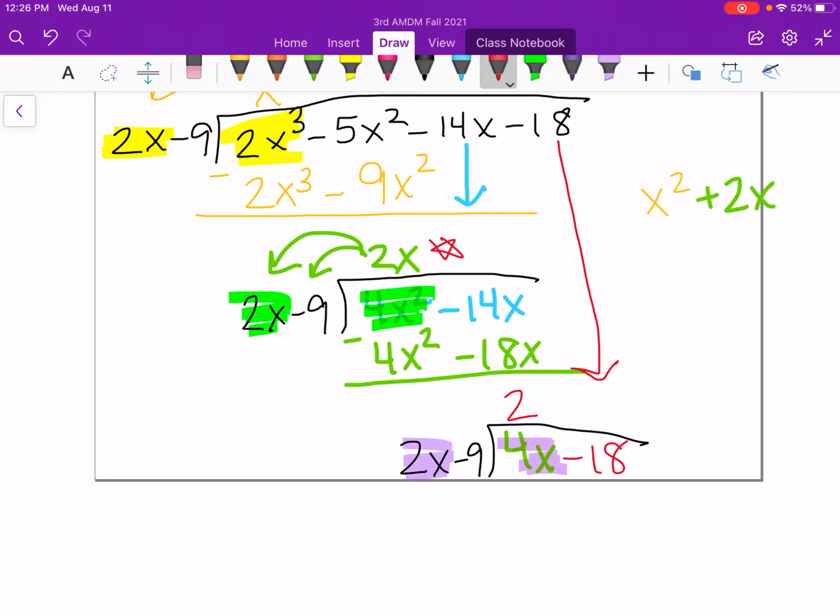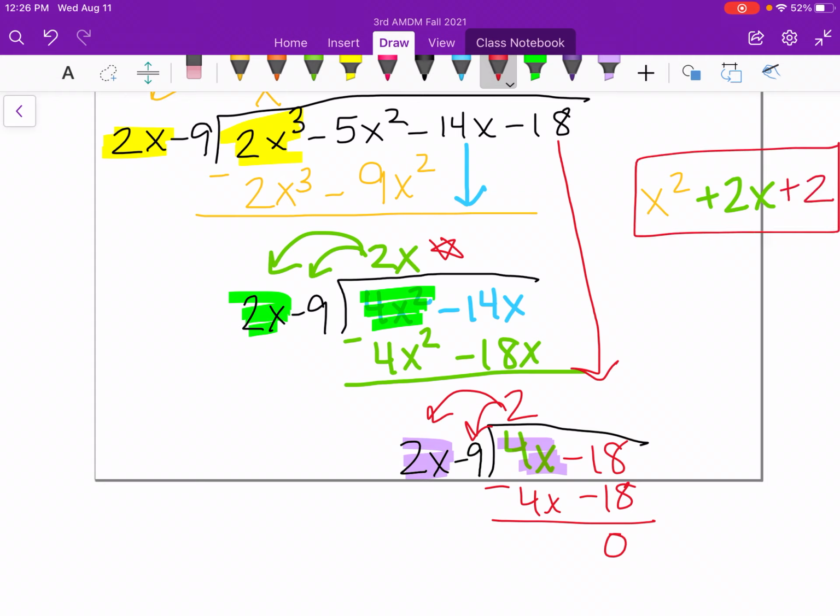And then I have to multiply. So 2 times 2x is 4x. And 2 times negative 9 is negative 18. And when I subtract, I get a remainder of 0. So my answer is x squared plus 2x plus 2.